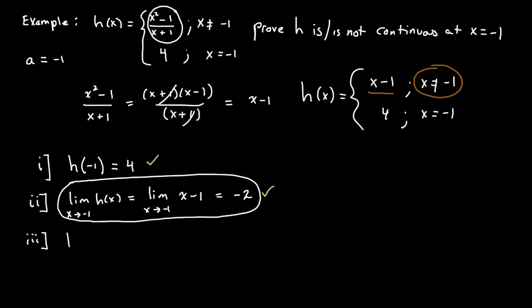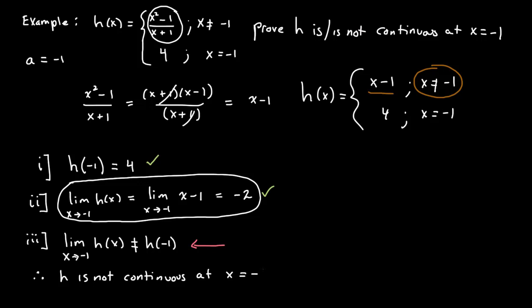Okay, in step 3, though, I'm going to compare the limit as x approaches -1 of h of x and compare it to h of -1. I'm asking on the test, a quiz, any assessment that I must see this equation, and then you must evaluate whether or not it's true. Here, they are not equal, and we conclude that h is not continuous at x equals -1.